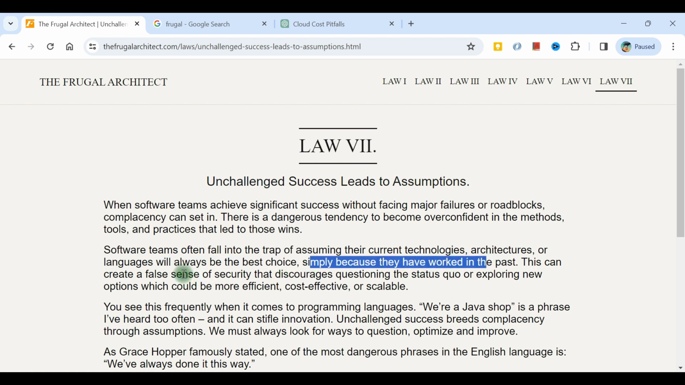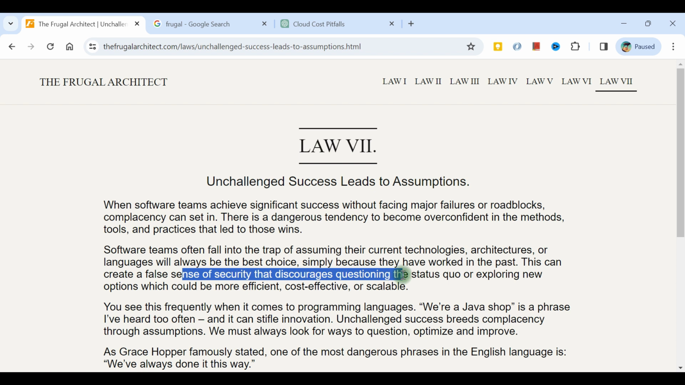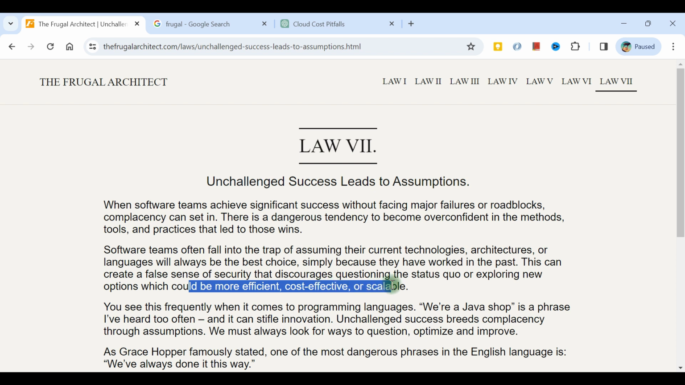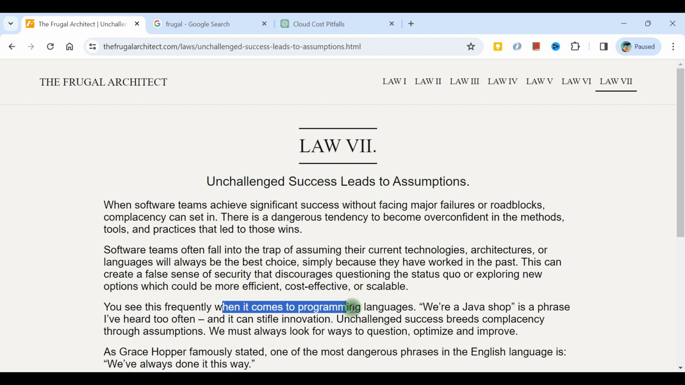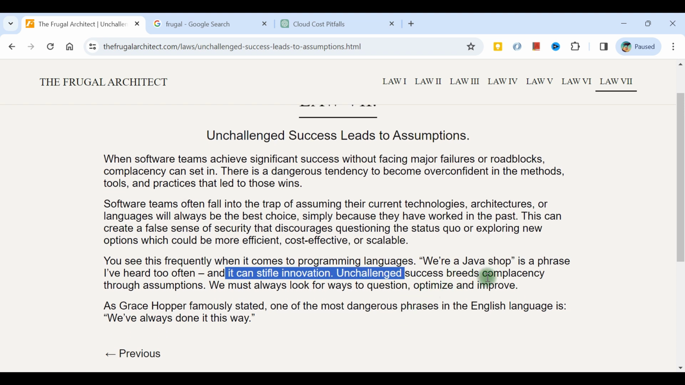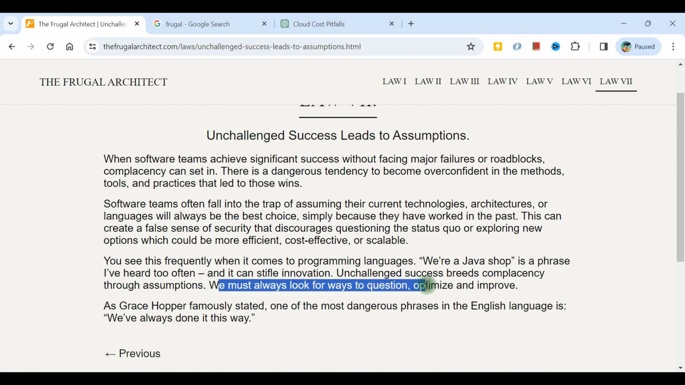This can create a false sense of security that discourages questioning the status quo or exploring new options which could be more efficient, cost effective, or scalable. You see this frequently when it comes to programming languages. "We are a Java shop" is a phrase I have heard too often, and it can stifle innovation. Unchallenged success breeds complacency through assumptions. We must always look for ways to question, optimize, and improve.